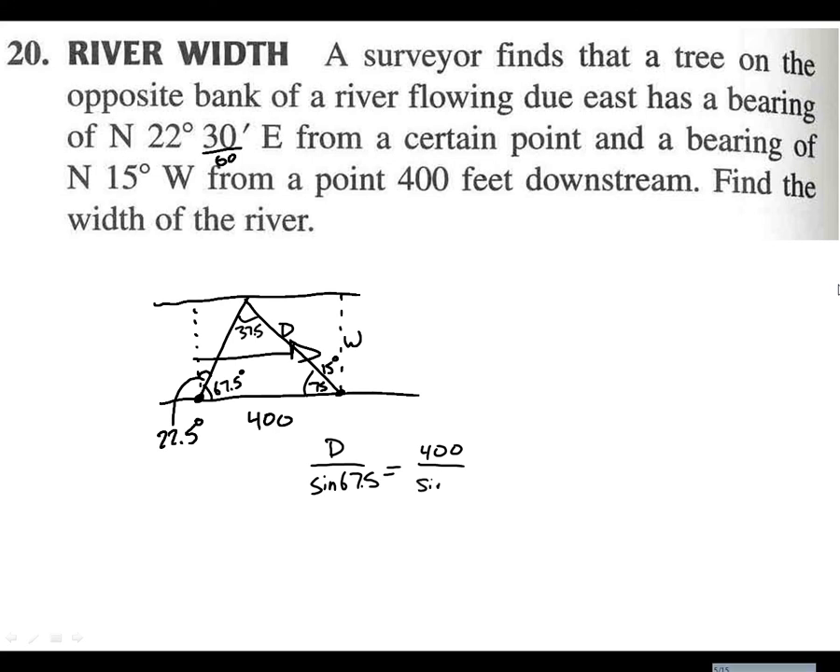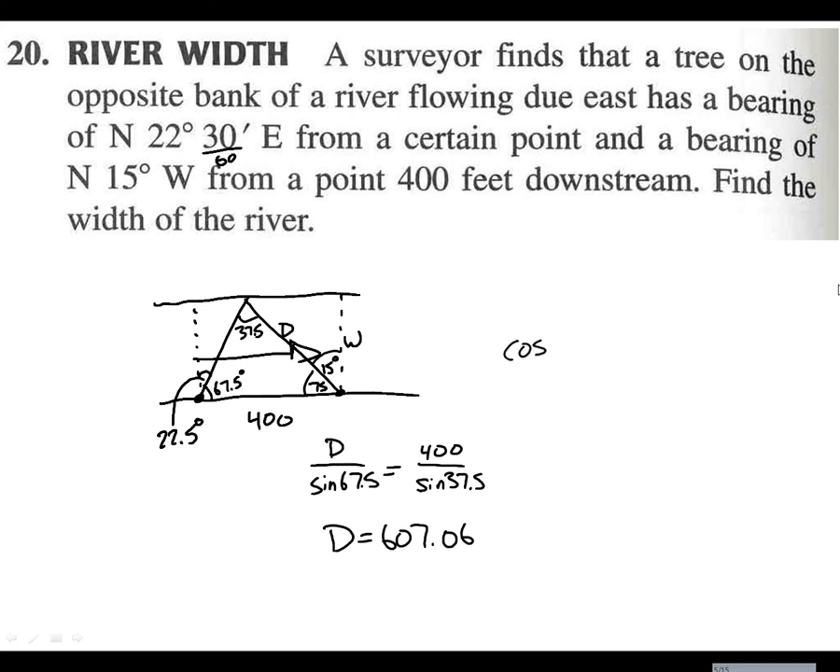So sine of 37.5. And let's solve for D here. 400 divided by the sine of 37.5 times the sine of 67.5 is 607.06 feet. And so then if we wanted to solve for W, W would be the adjacent side.